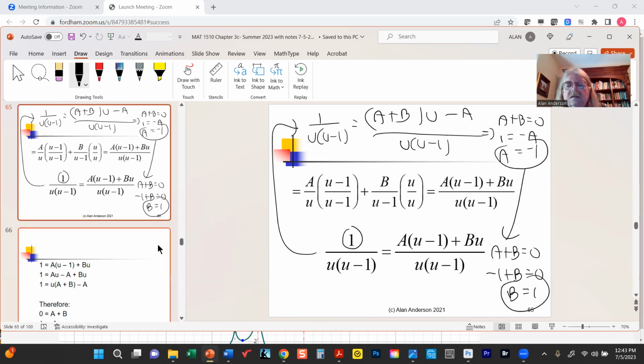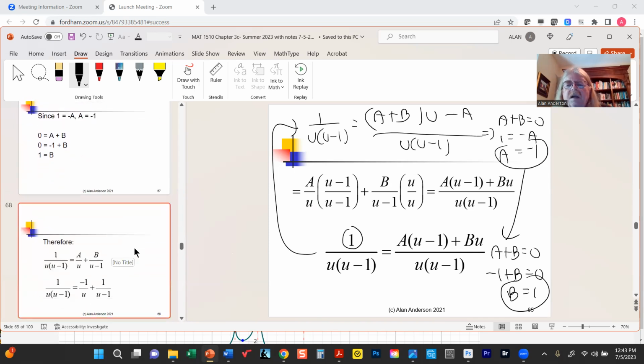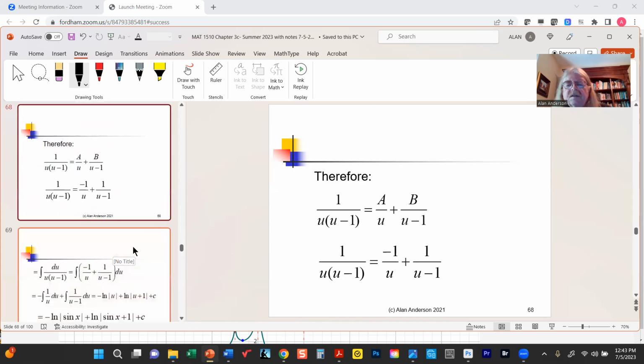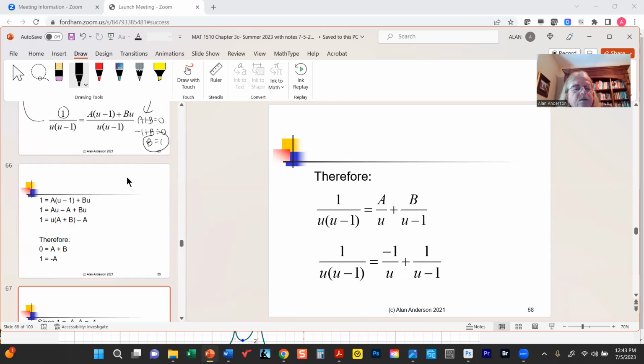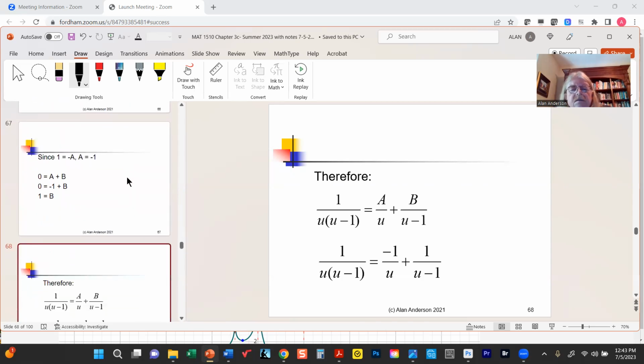All right. So that means this expression can be rewritten in the following way. And now we can integrate both sides with respect to u. And when we're done, we'll, of course, substitute the value of u. Remember, u equals sine x.